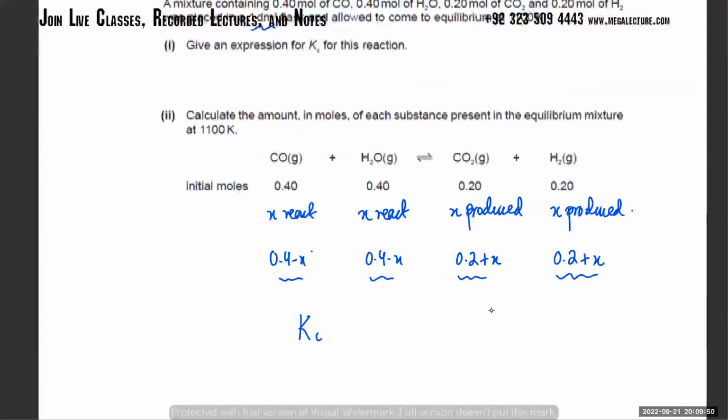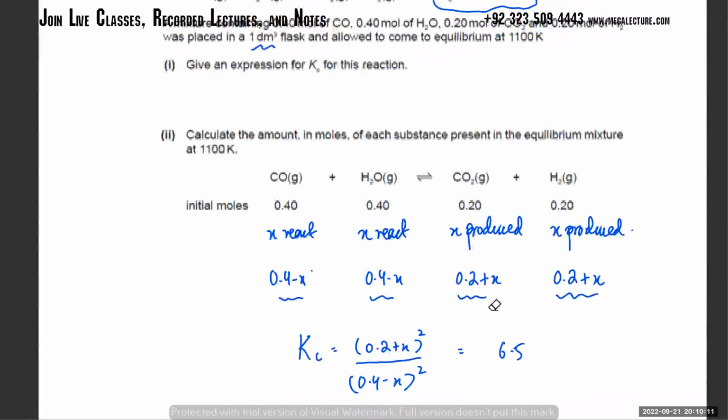Your Kc expression will be product concentration over reactant concentration. So it's going to be 0.2 plus X times 0.2 plus X, that's 0.2 plus X squared, divided by the reactant concentration, 0.4 minus X times 0.4 minus X, that's 0.4 minus X squared. We already know what the value is. Sorry, that's 6.40 times 10 power minus 1. So that's 0.64. The value is 0.64. And you can try and solve this.